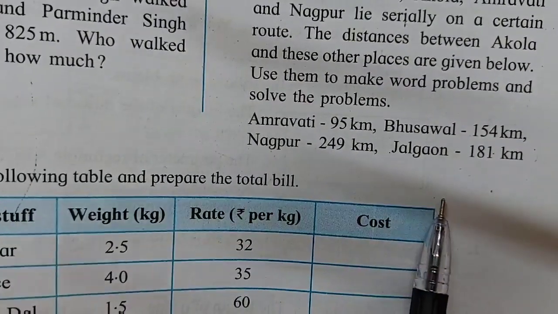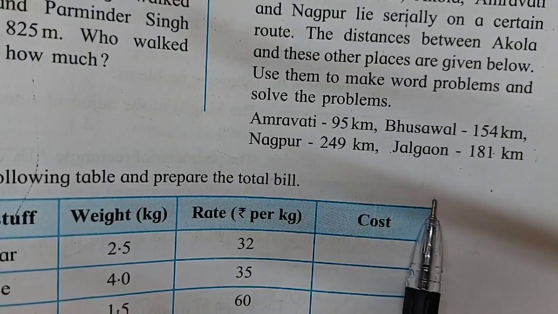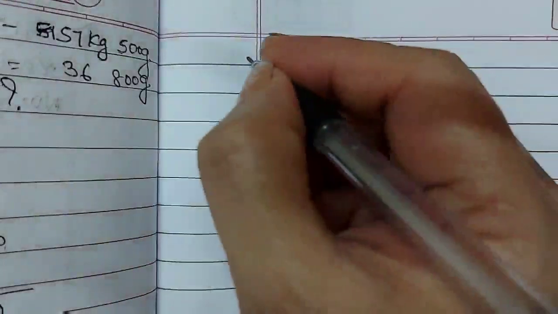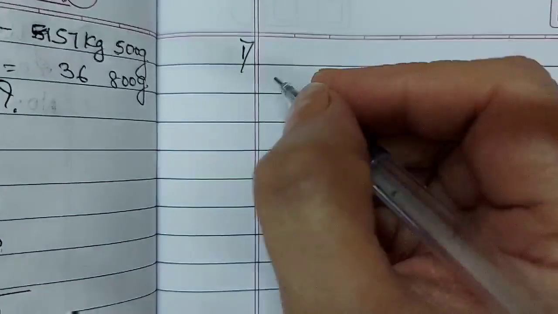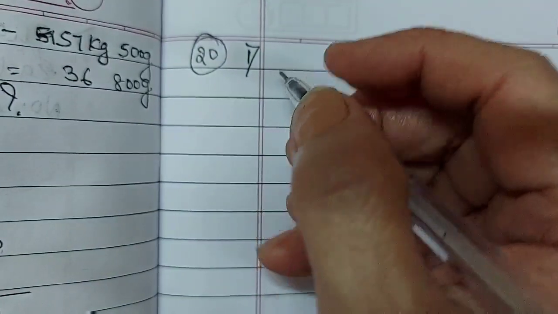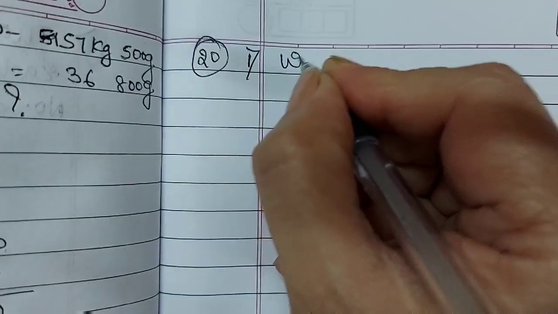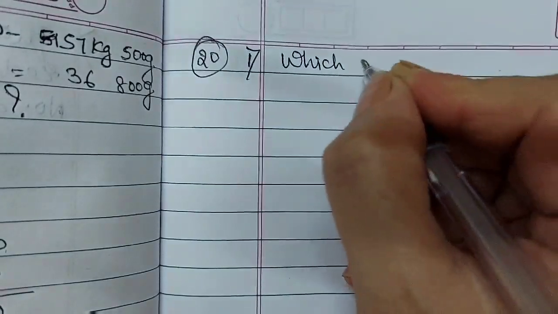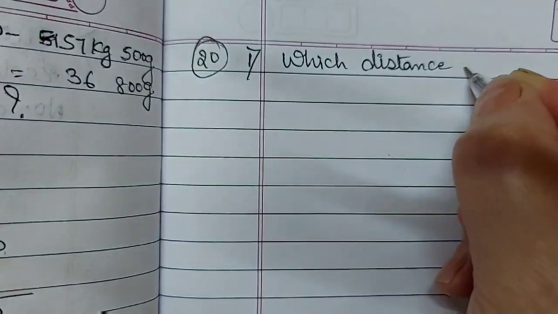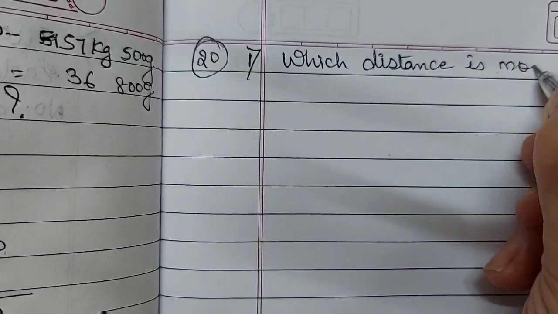Okay children. So how are we going to do that? First we will have to prepare the question. Now the question will be, which distance is more? The first question I am making for sum number 20 is: which distance is more?